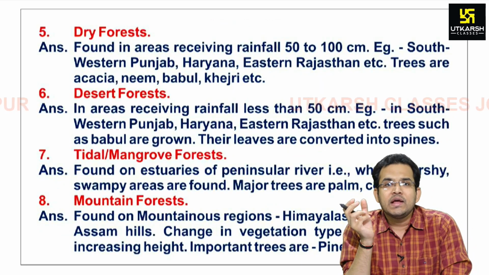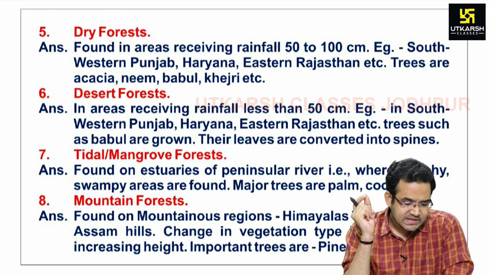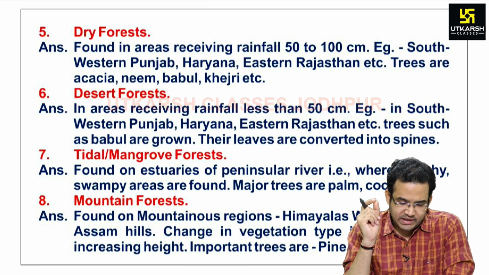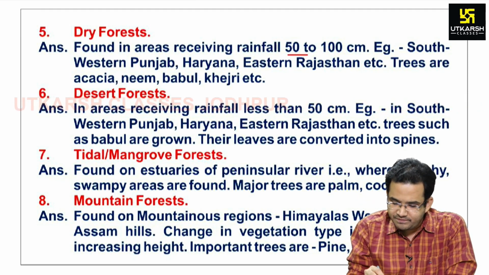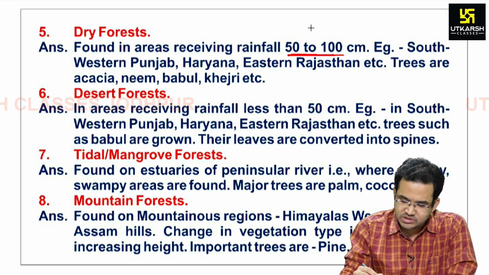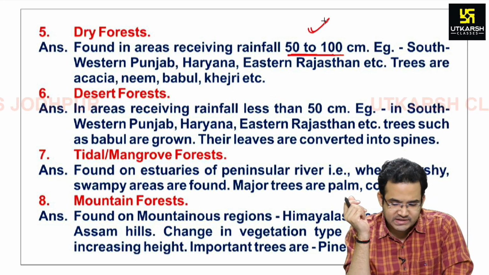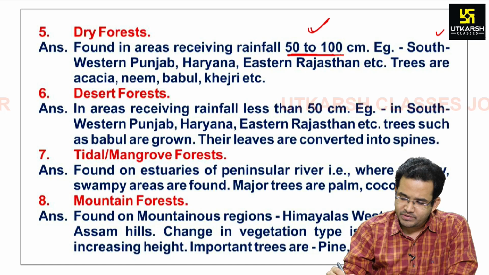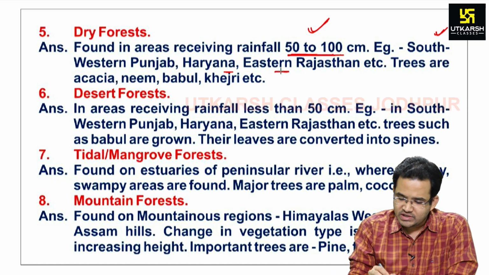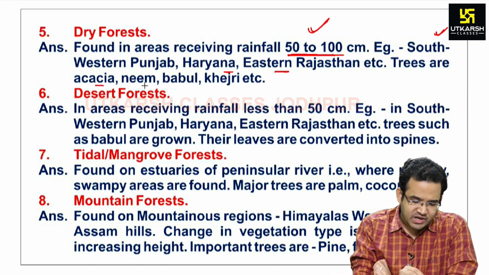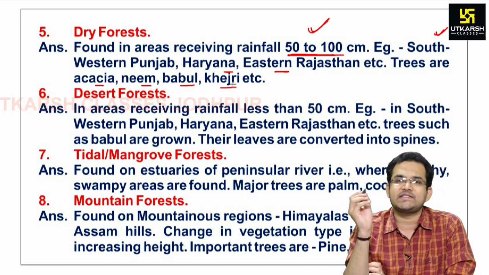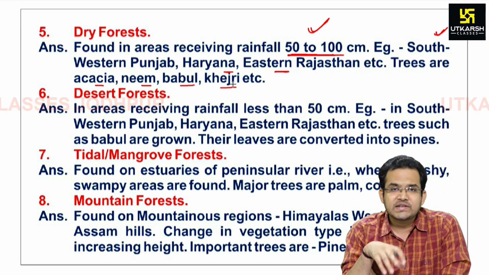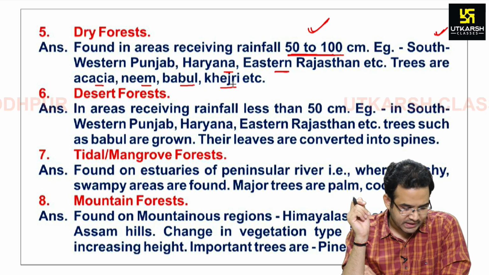Moving ahead, we have dry forest. These forests are found in areas receiving rainfall between 50 to 100 centimeters. So this is important, 50 to 100 centimeters. Example, southwestern Punjab, Haryana, eastern Rajasthan. Trees are acacia, neem, babool, khejri, etc. So there we find dry forest in these particular areas.